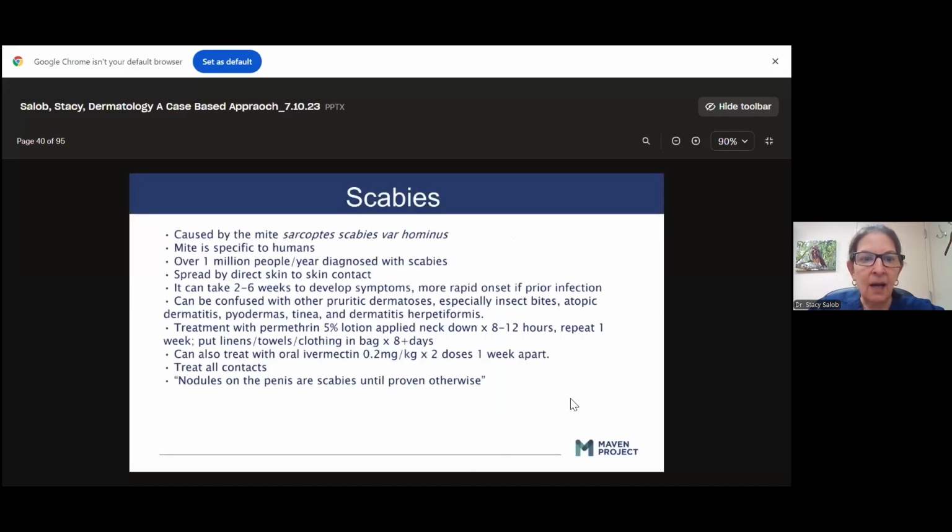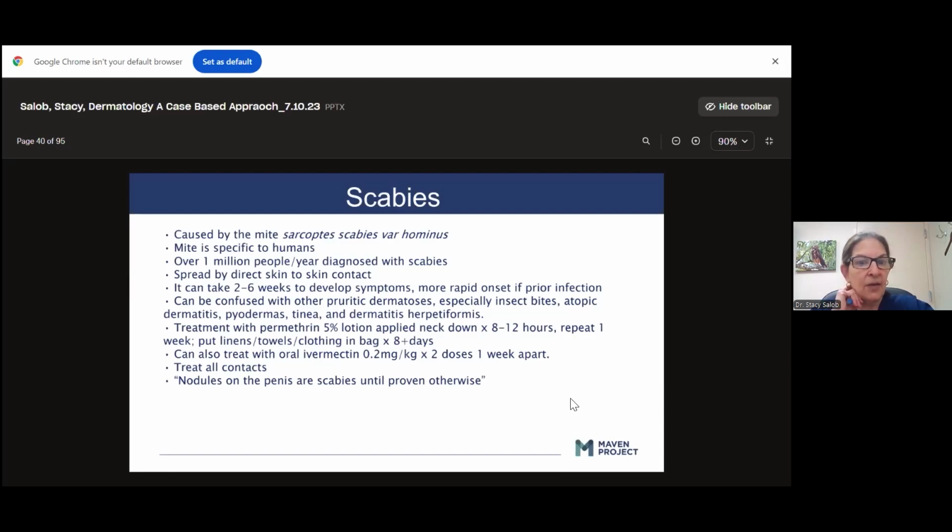So summarizing, scabies is caused by the scabies mite. It is species specific. Dogs do have their own scabies mite, which can occasionally bite humans, but that's just a bite. They don't want to live there. So by definition, if a patient has scabies, it is the human variant. Super common, 1 million people per year are diagnosed with scabies.